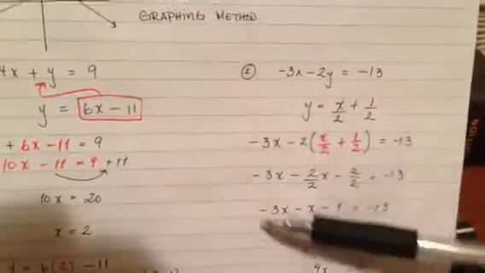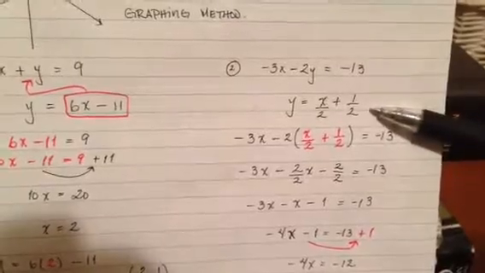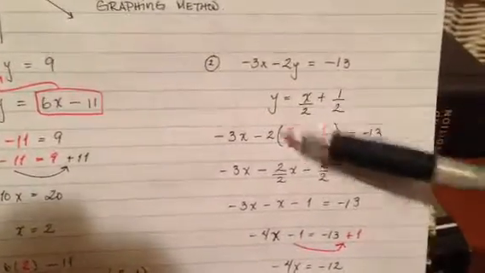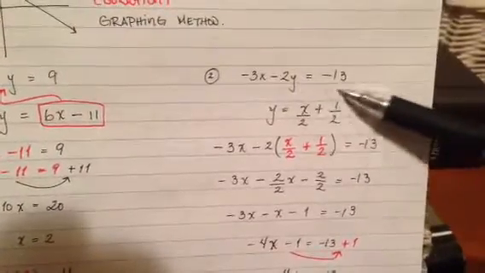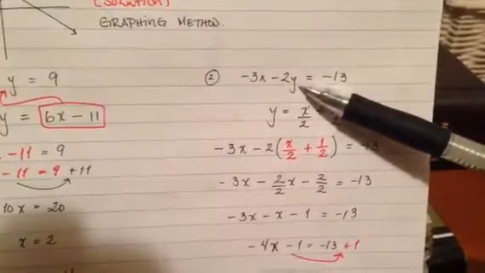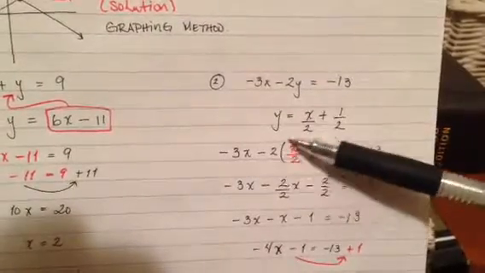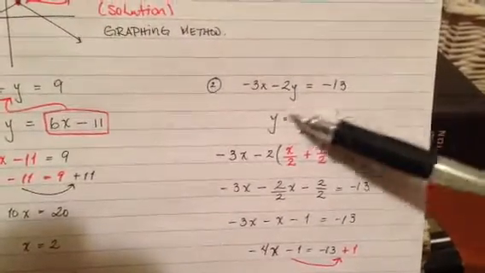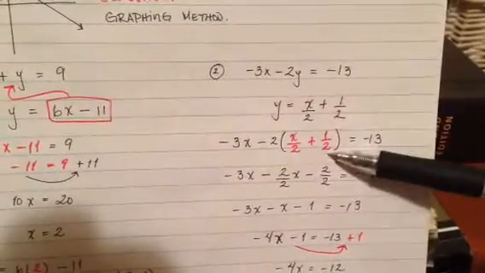Take a look at this one here, with a fraction. Same thing. They gave you these two equations. Wherever I see the y, I can substitute this expression. I put it in here, and if you notice, it's negative 2 times y, so I have to put parentheses. This whole thing goes in here.